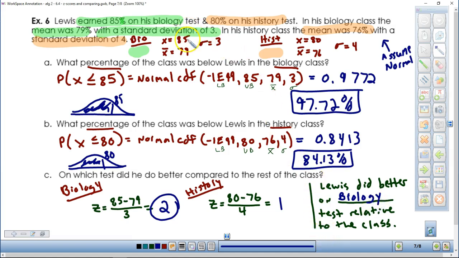Now, he also did better in the raw score. But we can't just look at the raw score when we're doing these comparisons, because the standard deviation and the mean of the class, where it falls in relationship to those things, could mean that a higher raw score is not the highest score relative to the class. In this case, it is.